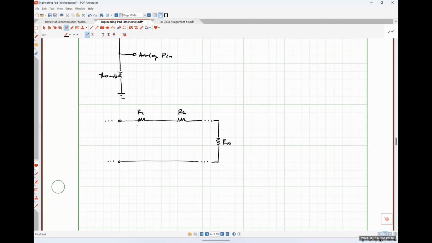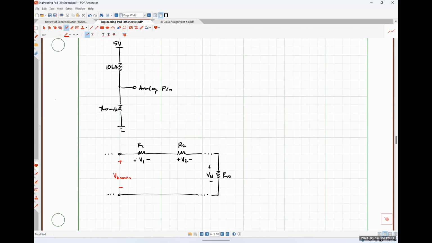And I'm going to define the voltage drop across each of these resistors. So resistor R1 has a voltage drop of V1. R2 will have a voltage drop of V2, like so. And Rn will have a voltage drop of Vn, like so. In order for us to apply voltage division, we need to know what the voltage drop is across this series combination of resistors, right?